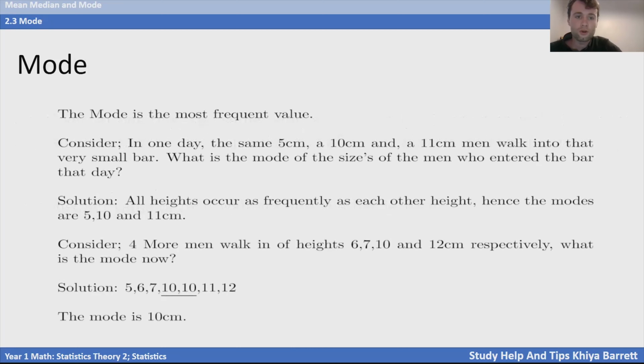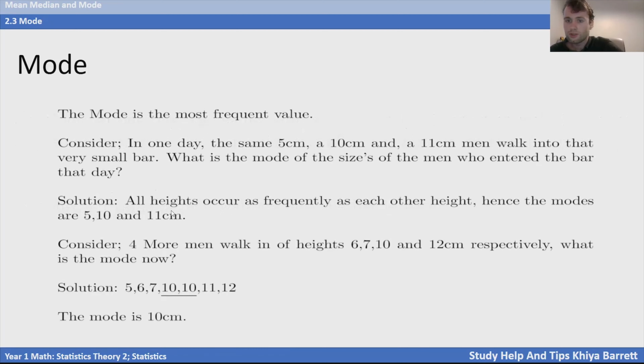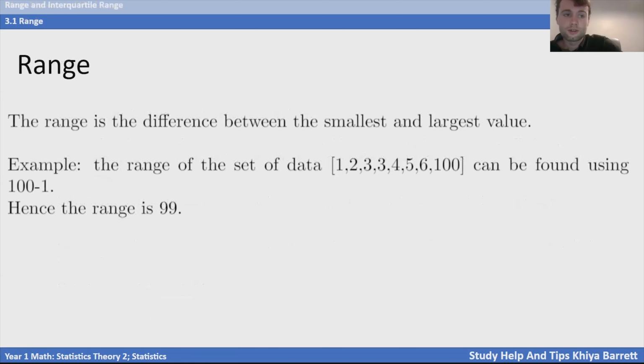What about the mode? Well, now consider a different situation. Now you've got more men than before. You've got a 5 centimeter man, a 6 centimeter man, a 7 centimeter man, and you've got two 10 centimeter men, an 11 centimeter man, and a 12 centimeter man. Because you've got two 10 centimeter men, that is the most common value. So the mode is the most common value. So 10 is the mode.